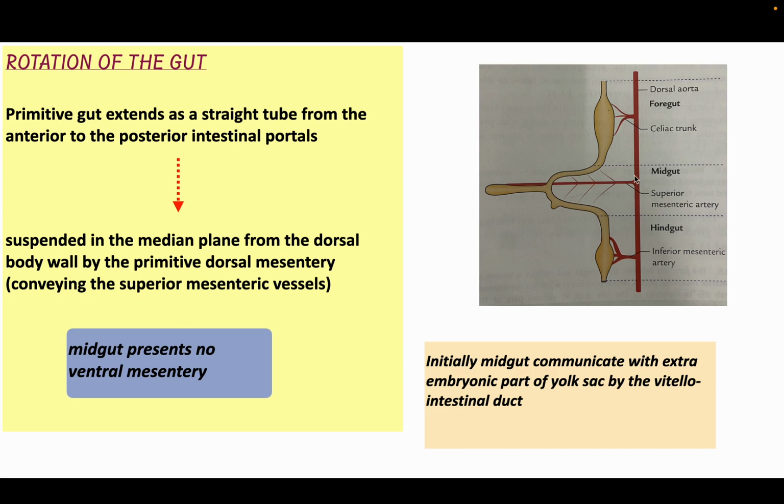This midgut portion is conveying the superior mesenteric vessel. For the foregut portion, it is the celiac trunk, and for the hindgut, it is the inferior mesenteric artery. Now, this midgut presents no ventral mesentery. Initially, the midgut communicates with the extraembryonic part of the yolk sac by the vitellointestinal duct.